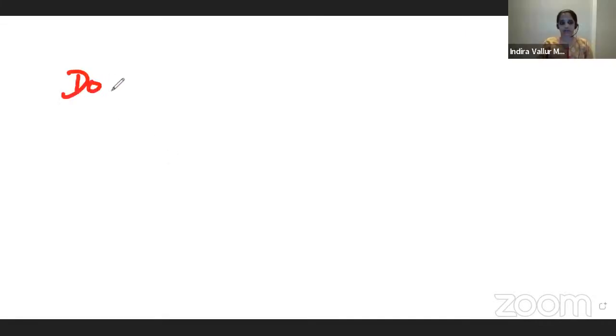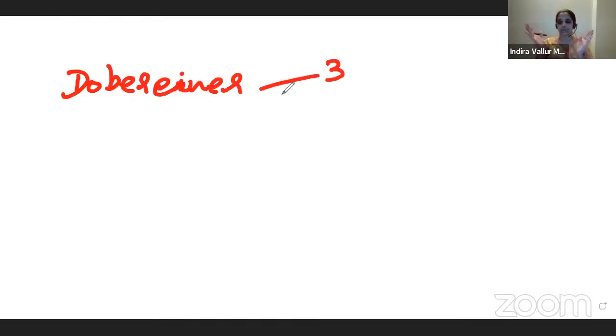So what did Dobereiner do? He actually made everything into groups of 3. Okay, 1, 2, 3, 1, 2, 3. We all do that, no? Class dispersal, 1, 2, 3, 1, 2, 3. This is exactly what he also did. He said, if I look at all the elements that we know currently, every 3 elements have similar properties. So that is how he came up with this: LiNaK, that is lithium, sodium, potassium.